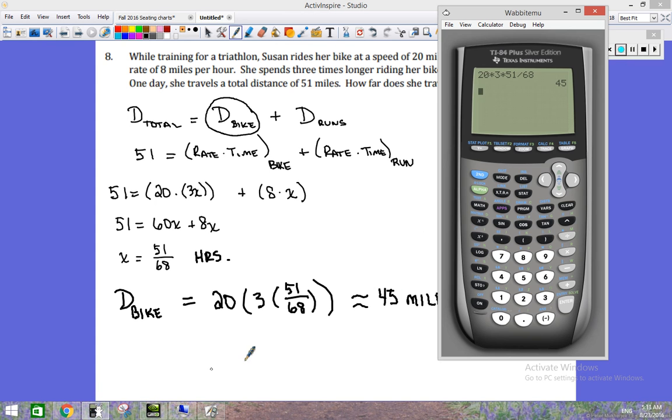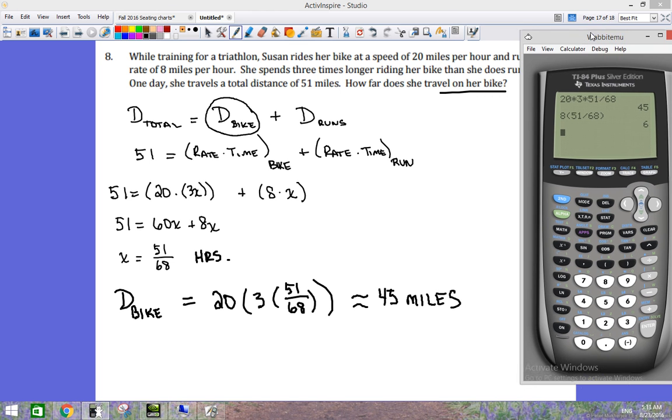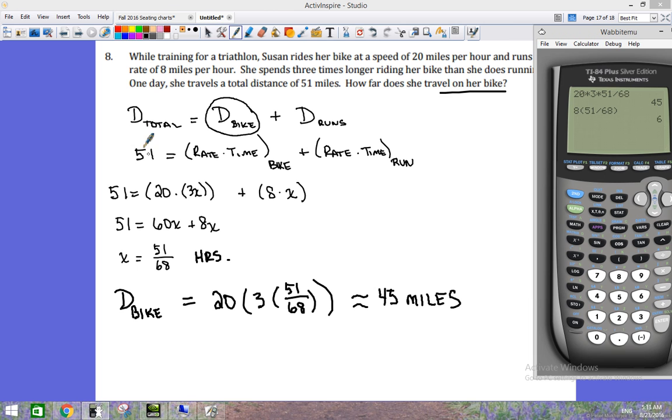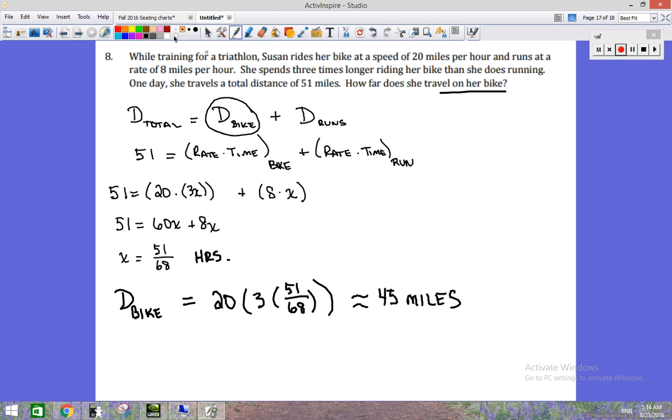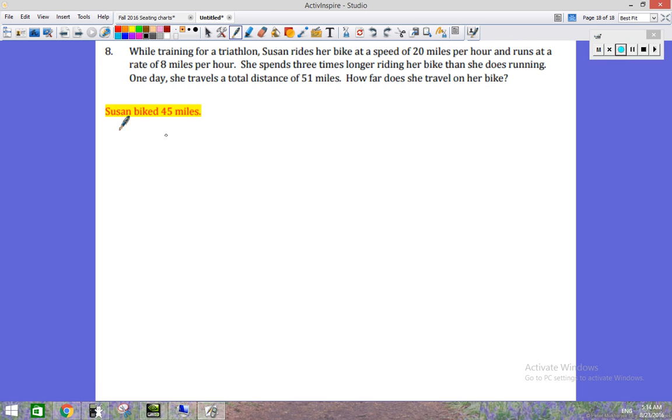Now, out of curiosity, if we did 8 times 51 divided by 68, we get 6 miles as how far she ran, and the 45 plus 6 is 51, which was her total distance that she ran and biked. So yeah, it looks good. Okay, and that's the answer they have.